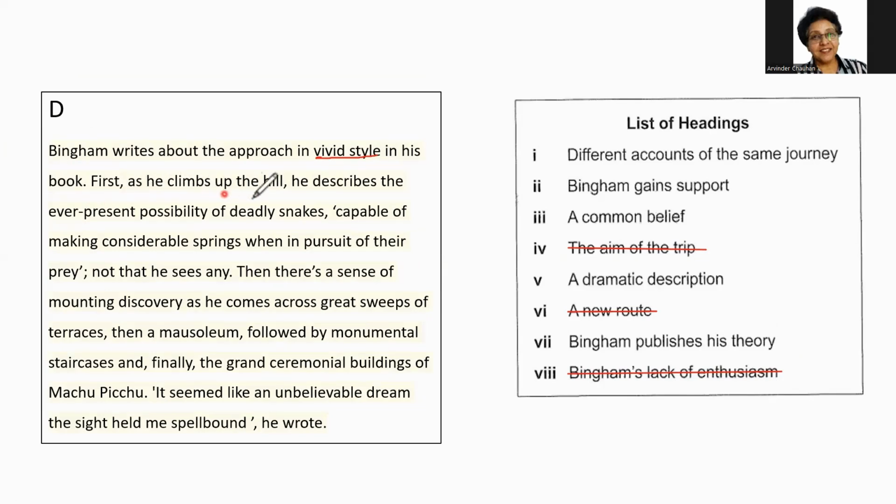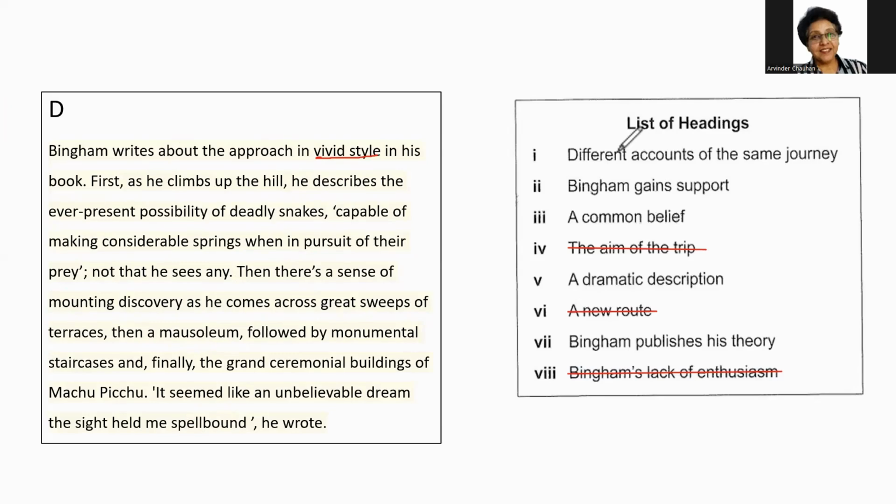First, as he climbs up the hill, he describes the ever-present possibility of deadly snakes capable of making considerable springs when in pursuit of their prey. Not that he sees any. Then there is a sense of mounting discovery as he comes across great sweeps of terraces, then a mausoleum. So what is he doing? He's giving a description of his travel. Okay, so let's come back over here.